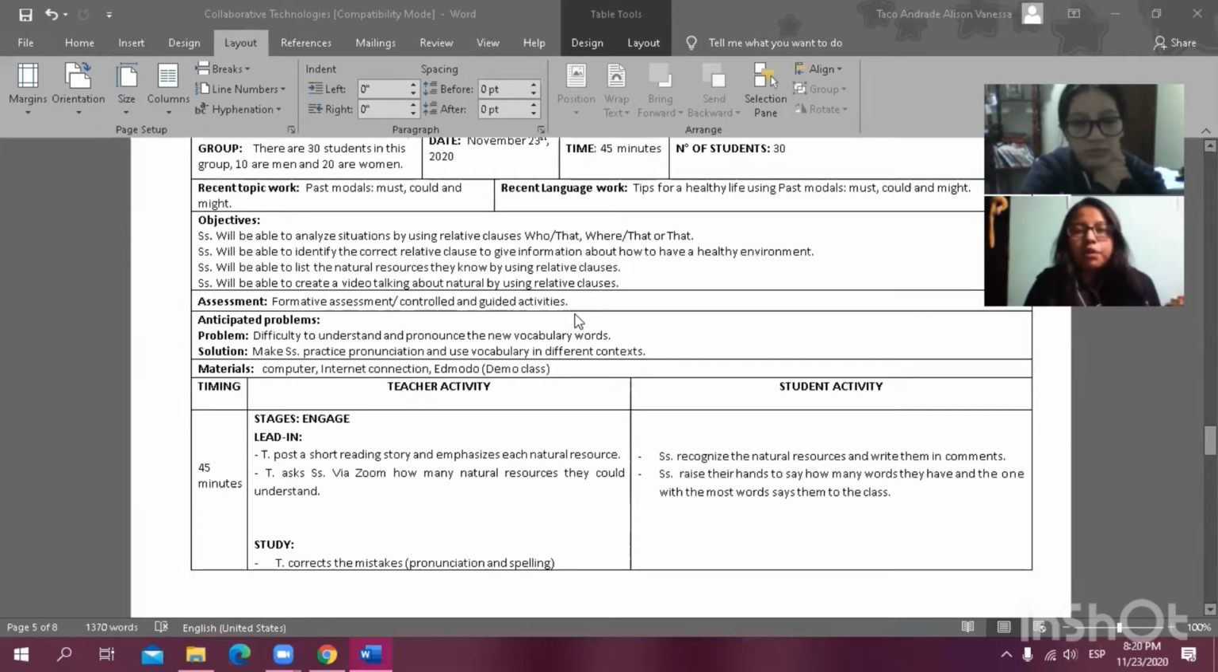The materials that we're going to use are computer, internet connection, Edmodo, and demo class. Edmodo is our collaborative technology.